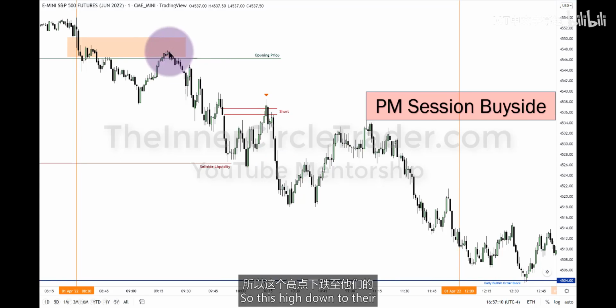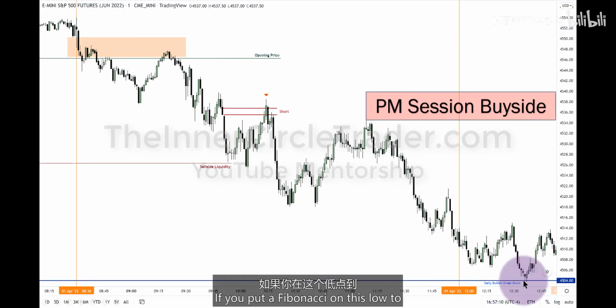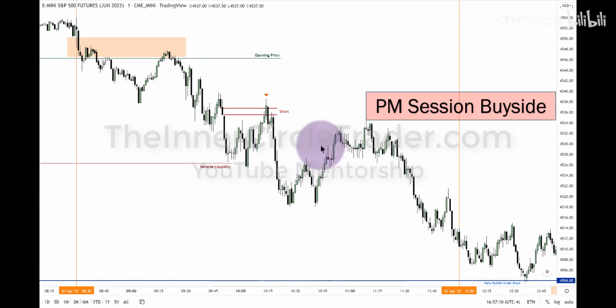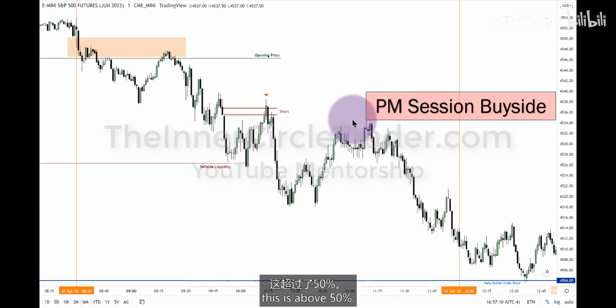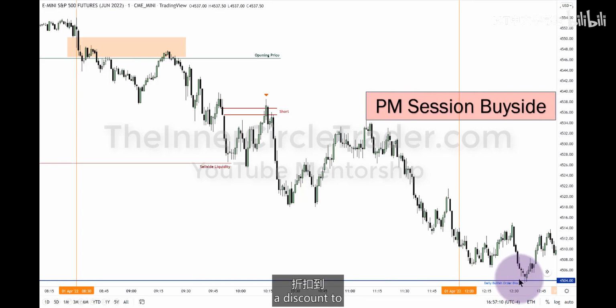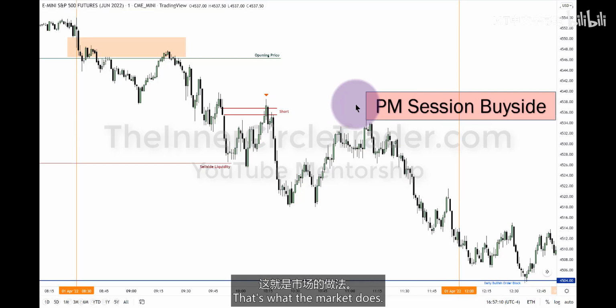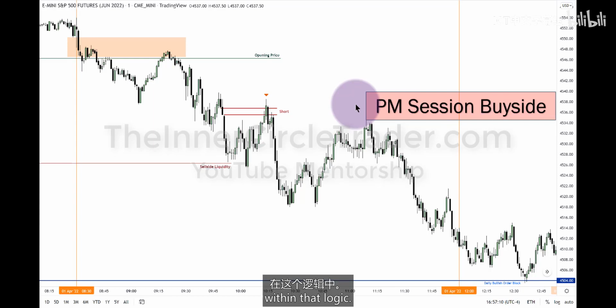So this high down to our target, if you put a Fibonacci on this low to high and find the 50% level, this is above 50%. So that means above here, that's a premium. So the market's going to move from what? A discount to a premium. That's what the market does. That's what the algorithm does. It seeks discount to premium, premium to discount.